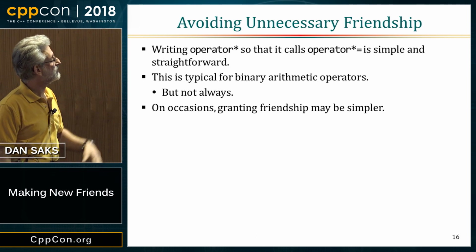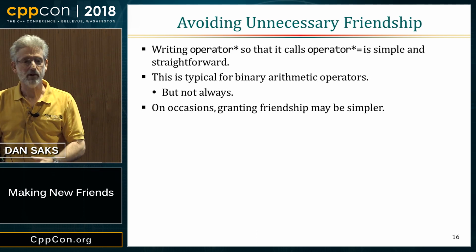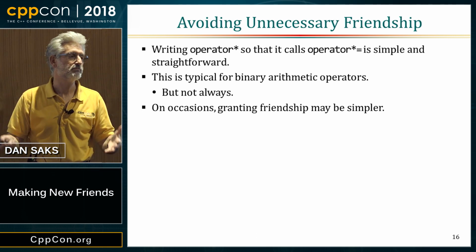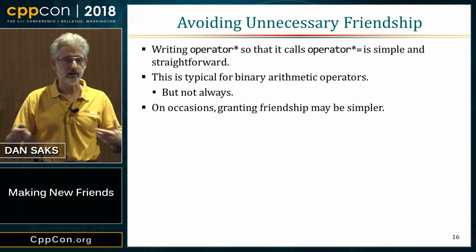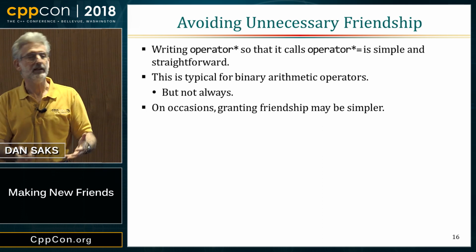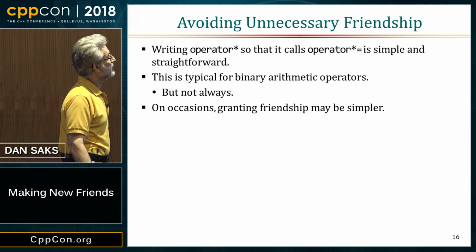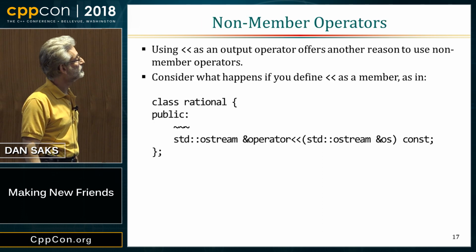So in the case of something like a greater than operator, it's not obvious that there's some member that you can call on. You might just be inclined to make the greater than a non-member and make it a friend, and it accesses the numerator or denominator directly. So in this case, granting friendship might be simpler.